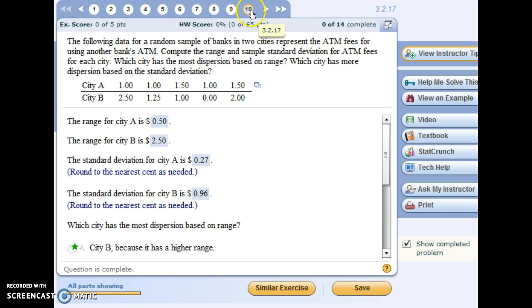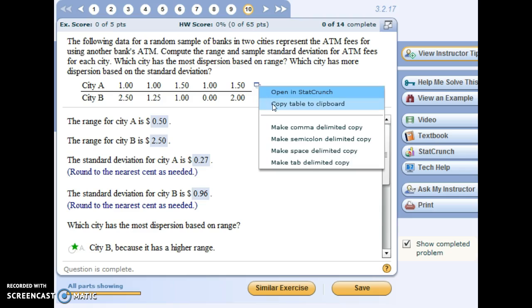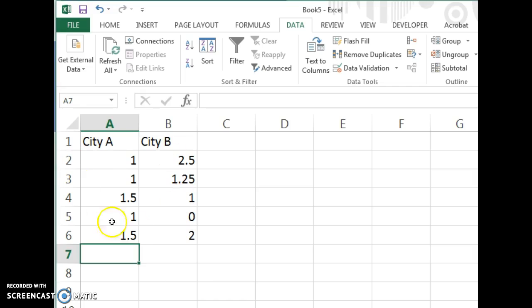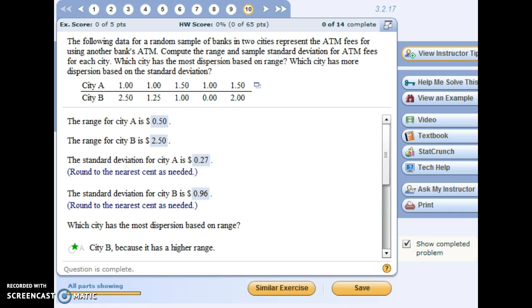For number 10, refer to the beginning of this video to see how to use Excel to figure out the range and the standard deviation. But just like I did for number 8, you can copy the data into Excel and then figure out the range and standard deviation for both of those cities. What we're going to be doing then is comparing city A to city B and seeing which city has the biggest dispersion. The data is more spread out.